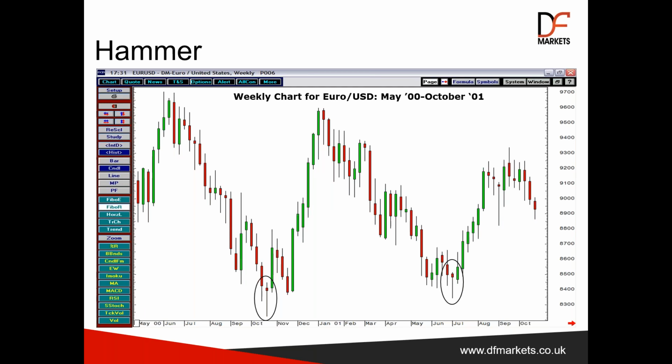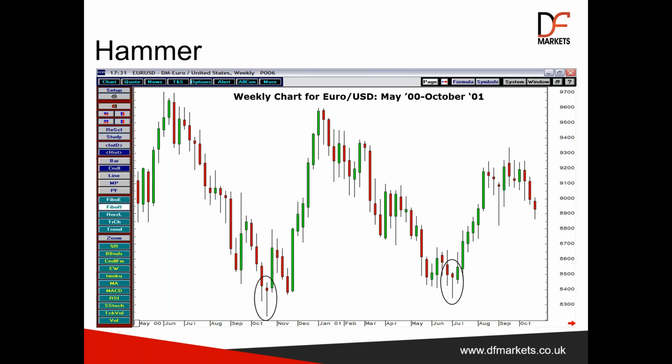And here we go with another one of my oldie but goodie charts, if you like. This is a weekly chart for the euro against the US dollar, and this is going back to 2000 and 2001, in fact. And again, I keep this chart for one very important reason, and that is that we've got two absolutely wonderful examples of hammers on that chart on the lows. Only kidding. Well, we have, but that's not the main reason why I'm showing you this chart. It's actually almost the opposite.